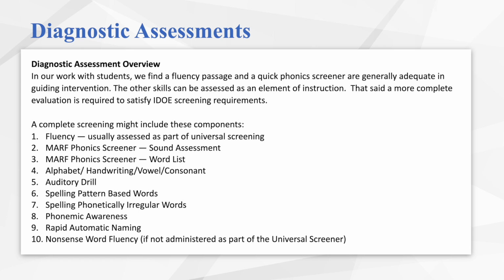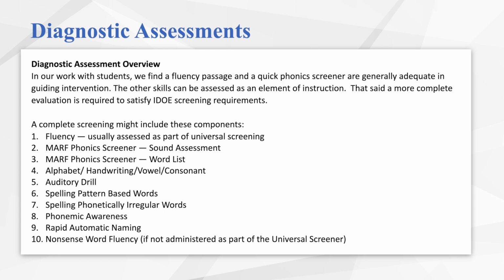From there, we may go ahead and drill down and do a quick phonics screener. We'll start with a sound assessment to see how well students know sounds in isolation. And then we would move to administering a pattern-based word list to see what their knowledge is of specific syllable types. We may also want to administer an assessment to understand what their alphabet knowledge is, as well as their awareness of vowels and consonants and the roles they play in words.